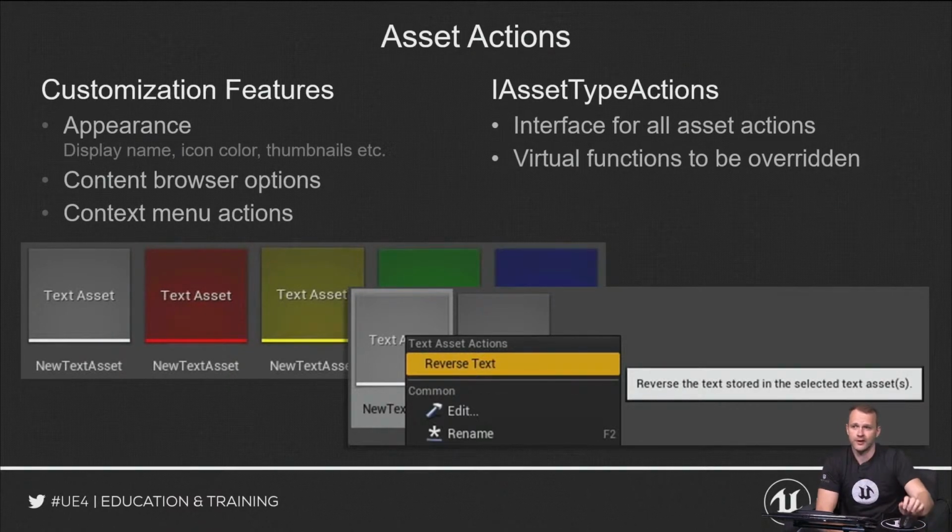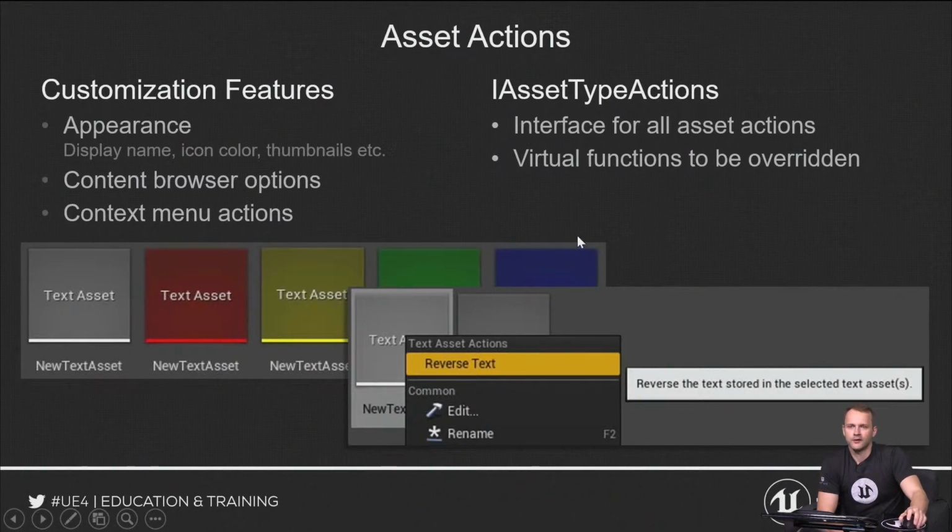We can change the display name. That's the little text that's shown here in the center of these thumbnails. We can also change the color, red, yellow, green, blue, anything you want. You could even put a little thumbnail picture inside these icons. And there are several other options. And then another thing I want to show you is how the content browser action was created for reverse text.